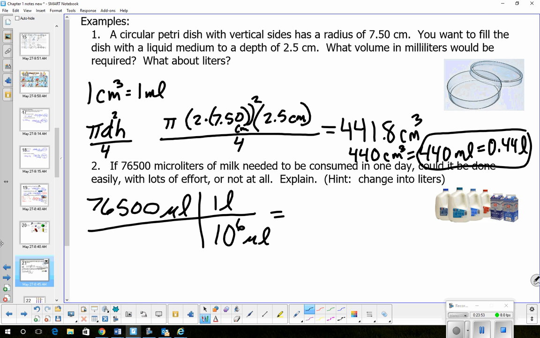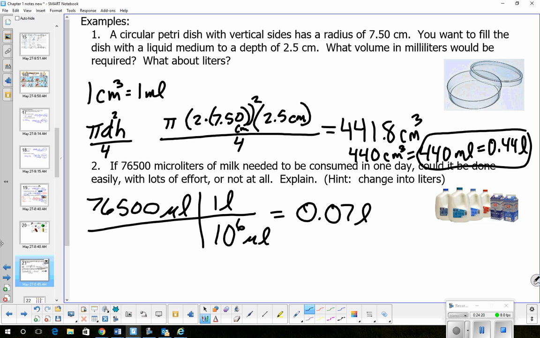Ten to the 6th. Micro is 10 to the 6th. We jump. We don't have anything at 4 or 5. So what are we going to end up with? 1, 2, 3, 4, 5, 6. 0.07 liters.